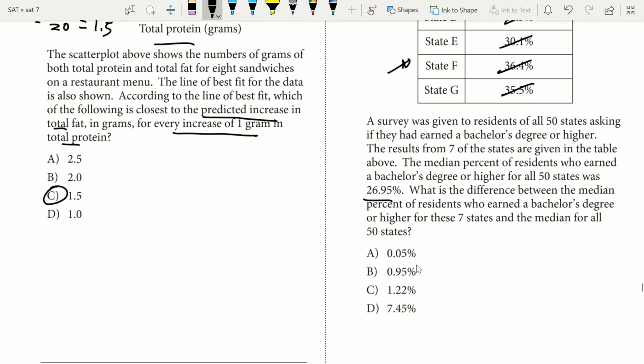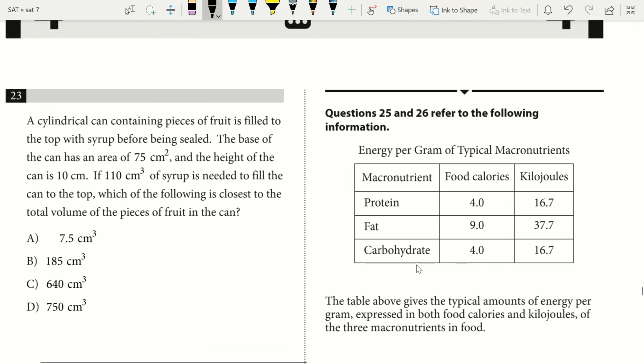I'm asked for the difference. 27.9 minus 26.95 is going to give me 0.95%, which is answer choice B. All right, moving on, we got question 23.